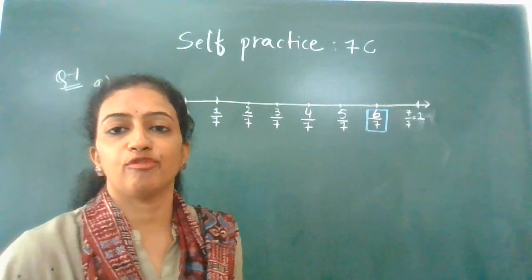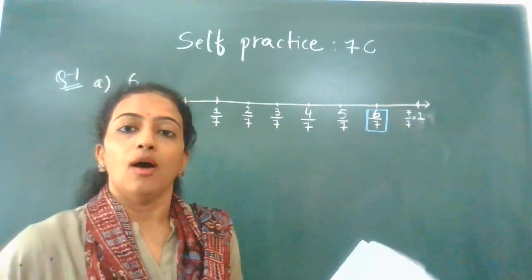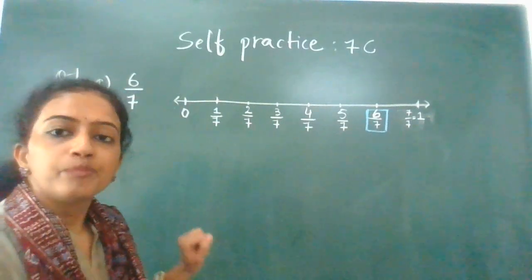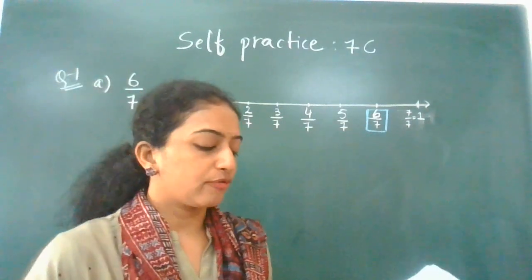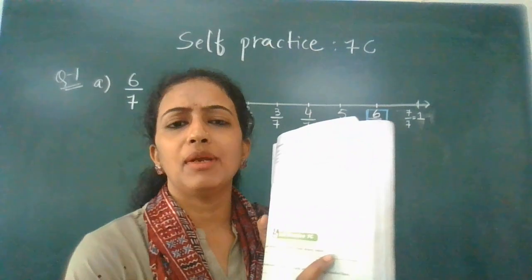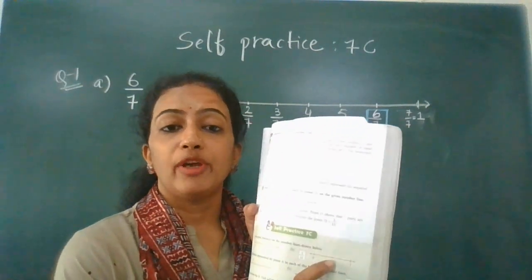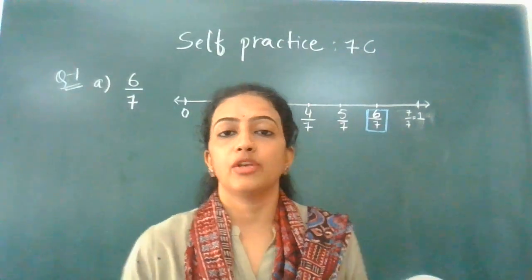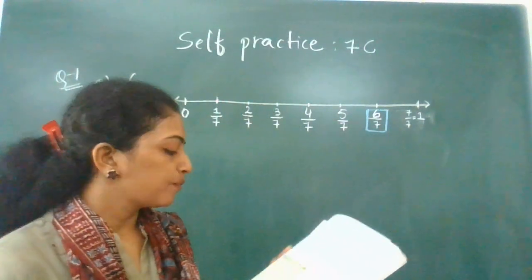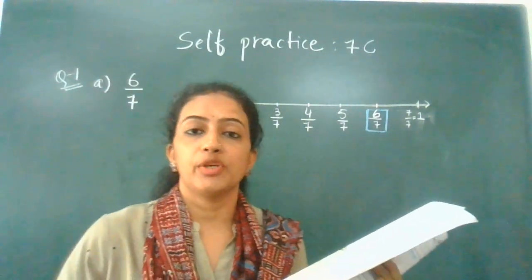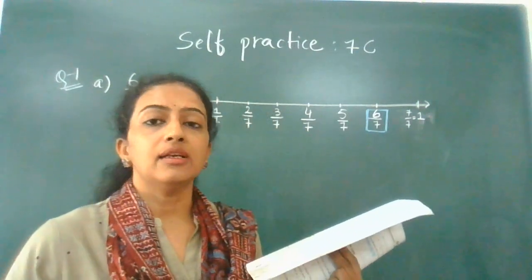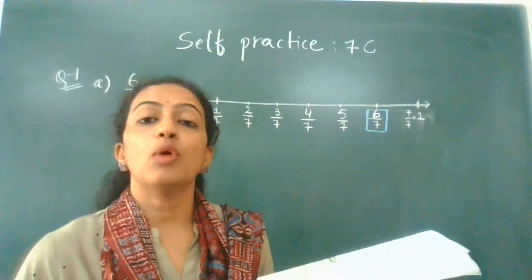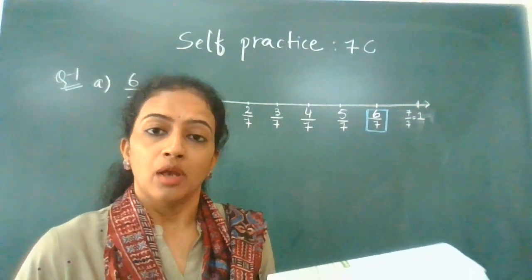Now B is 4 upon 10. You have to do B on your own, the same way. 4 upon 10 means you have to divide your number line into 10 parts. This number line is very small, so when you divide into 10 parts, be very careful to make 10 equal parts. Now let's move to question 2. I'll be teaching you one of each, and the rest you have to try on your own.